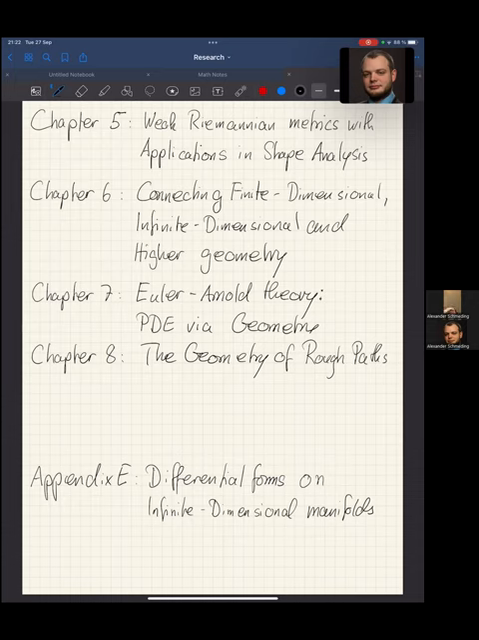However, in writing the book, which will appear soon with Cambridge University Press, there are three new chapters, which are rather voluminous. That's chapter six, connecting finite dimension, infinite dimension, and higher geometry; chapter seven, Euler-Arnold theory, PDE via geometry; and chapter eight, the geometry of rough paths. Together with a brand new appendix on differential forms on infinite dimensional manifolds, which has been added and was not covered in the lectures.